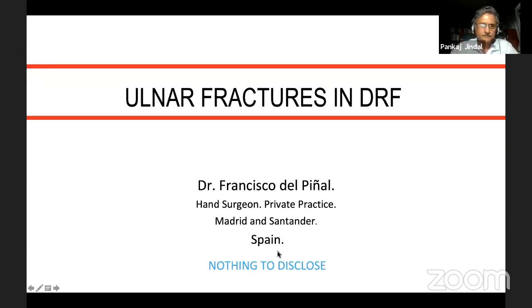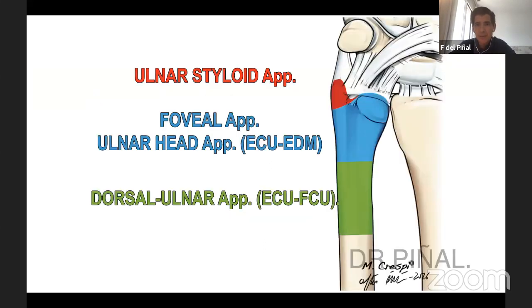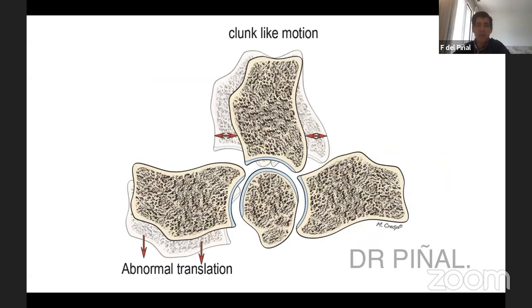Yes. Okay. So I'm going to talk about ulnar fractures in distal radius. When we think of distal radius, we are surgeons, we think of approaches and how to fix the bone. And I will talk about this because it is important: the ulnar styloid approach, the foveal approach, the ulnar head, depending on the location of the fracture, you need a different approach. But also instability is very important because this is a part of the problems of the distal radioulnar joint. Once we had a fracture or an injury, the motion may not be smooth any longer. There may be a clunk-like motion or a normal translation that turns into pain for the patient.